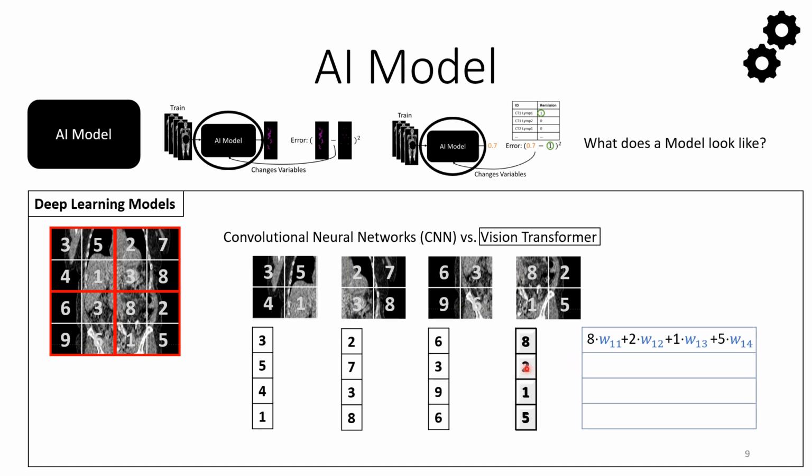And now we repeat this for the next step here. So we take the 8, multiply it with a new variable. We take the 2, multiply it with a new variable. The 1, multiply it with a new variable, and the 5, multiply with a new variable. And here, this is what we get, a new number. And we go on like this.